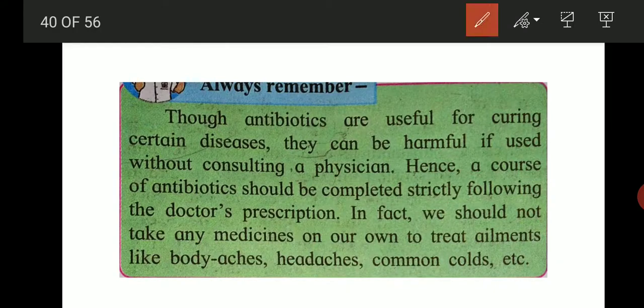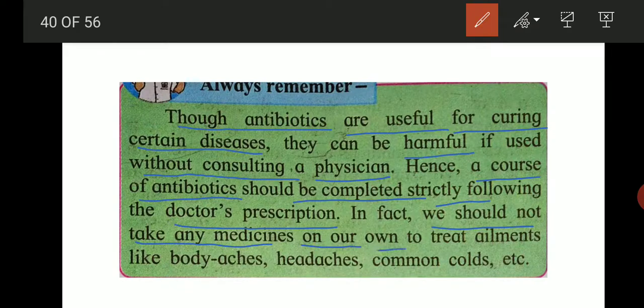So you have to always remember, though antibiotics are useful for curing certain diseases, they can be harmful if used without consulting a physician. Hence, a course of antibiotics should be completed strictly following the doctor's prescription. In fact, we should not take any medicines on our own to treat ailments like body aches, headaches, common colds, etc.